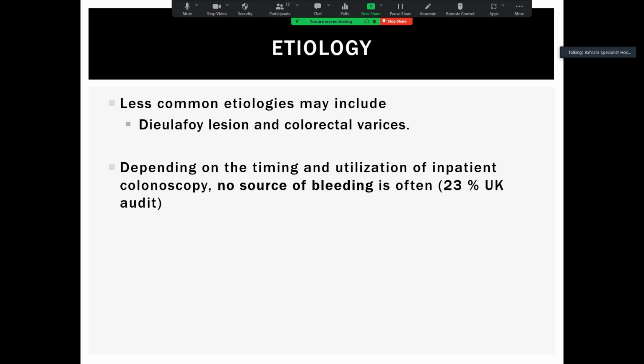However, in some cases, even after doing the colonoscopy, we cannot identify the cause of the bleeding. According to a UK-based survey of all patients presenting with lower GI bleed who underwent colonoscopy, in 23% of the population the source of bleeding was not identified.